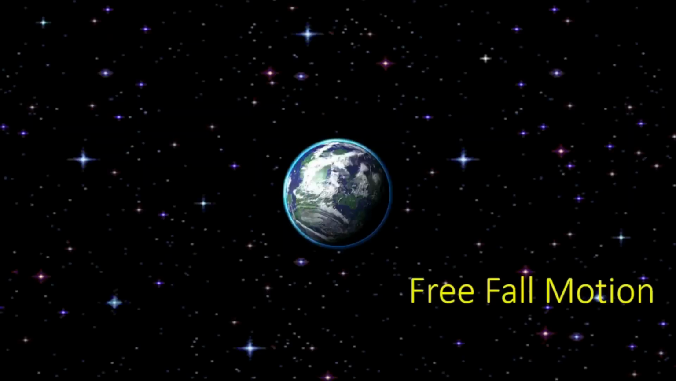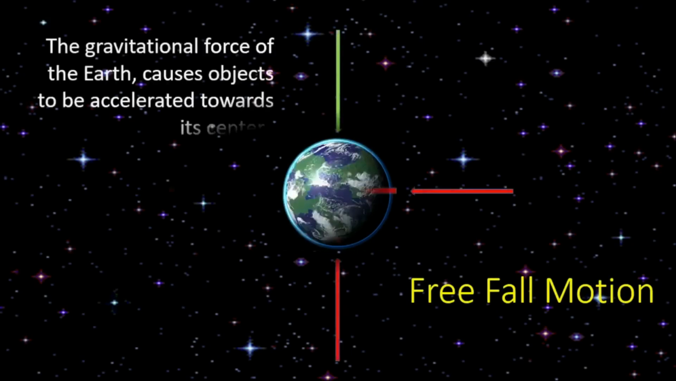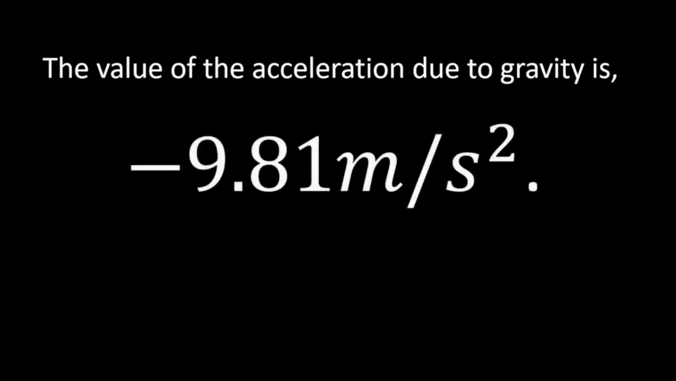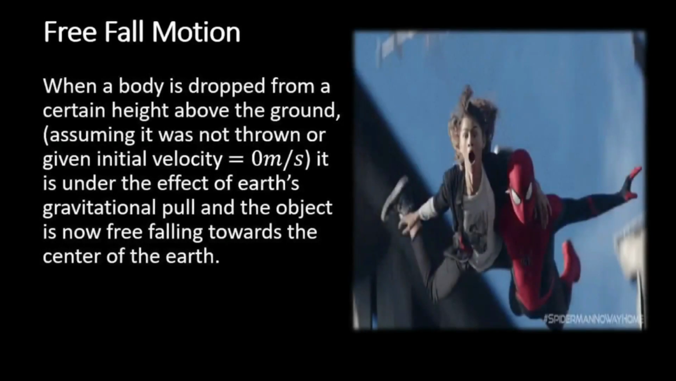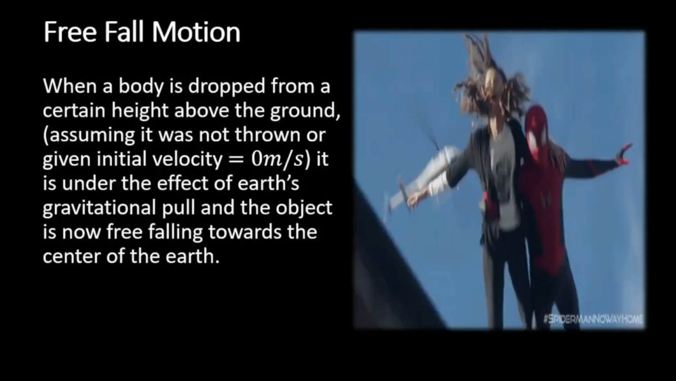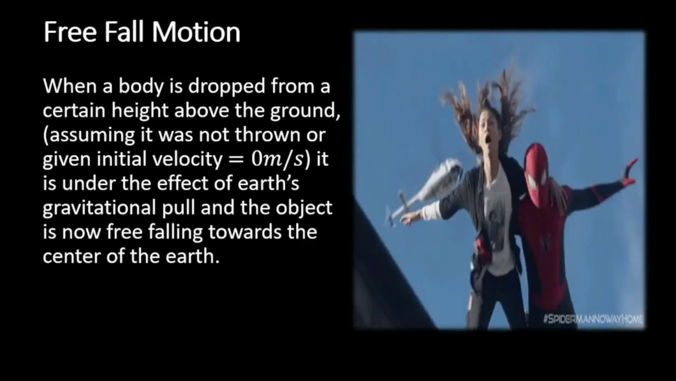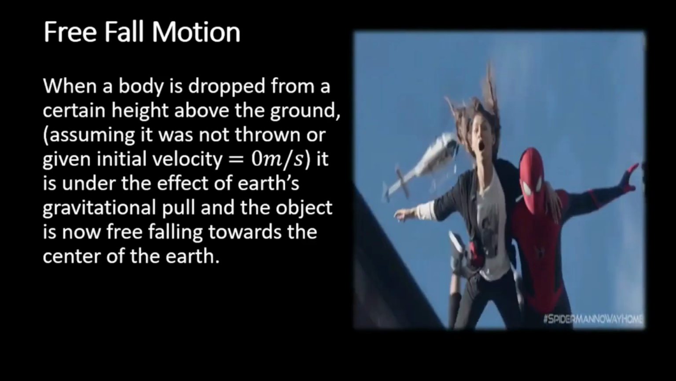Free fall motion. The Earth pulls all objects towards its center through its ever-present gravity. The gravitational force of the Earth causes objects to be accelerated towards its center. The value of the acceleration due to gravity is negative 9.81 meters per second squared. When a body is dropped from a certain height above the ground, meaning it was not thrown and its initial velocity is 0 meters per second, it is under the effect of Earth's gravitational pull and the object is now free falling towards the center of the Earth.